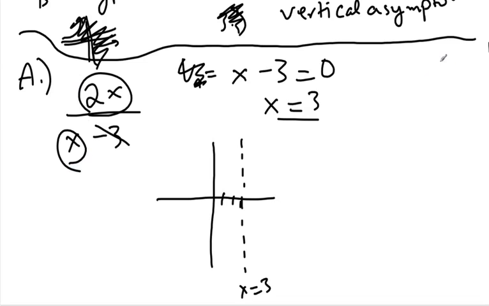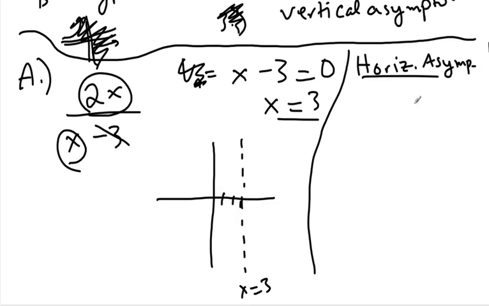And now, rules for horizontal asymptotes. Horizontal asymptotes are a little different than vertical asymptotes. And the rules are, if the numerator's degree equals the denominator's degree, then all you have to do is just divide them out. Hold on, let me gather my thoughts real quickly, guys. It has to be if the denominator is equal to or greater than the numerator.